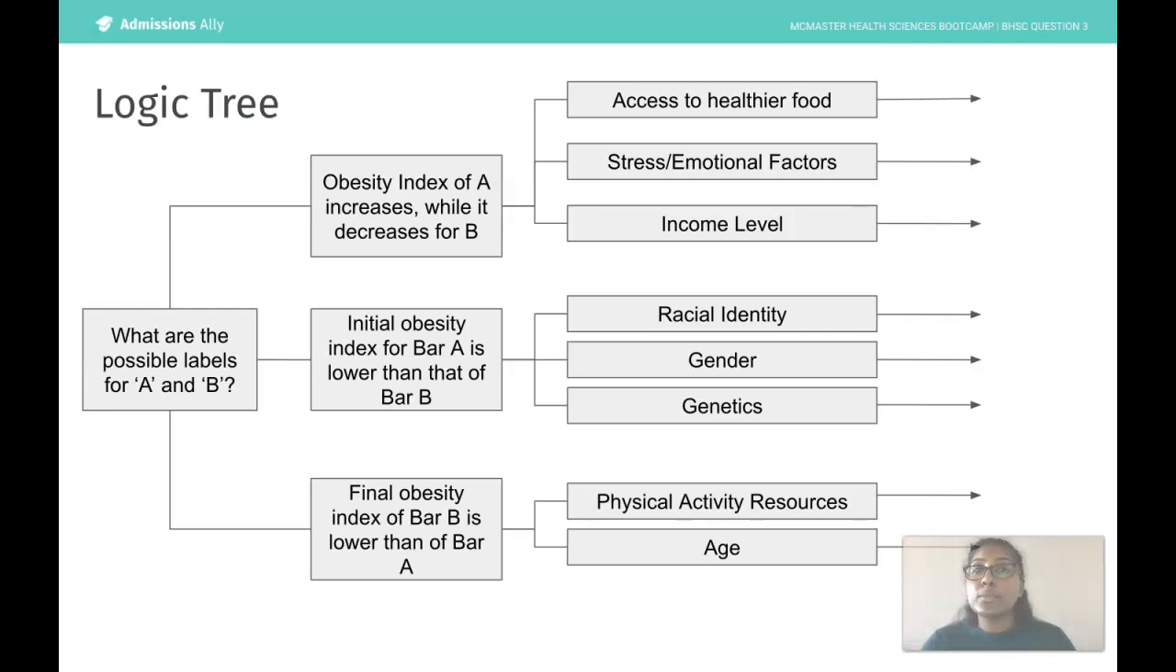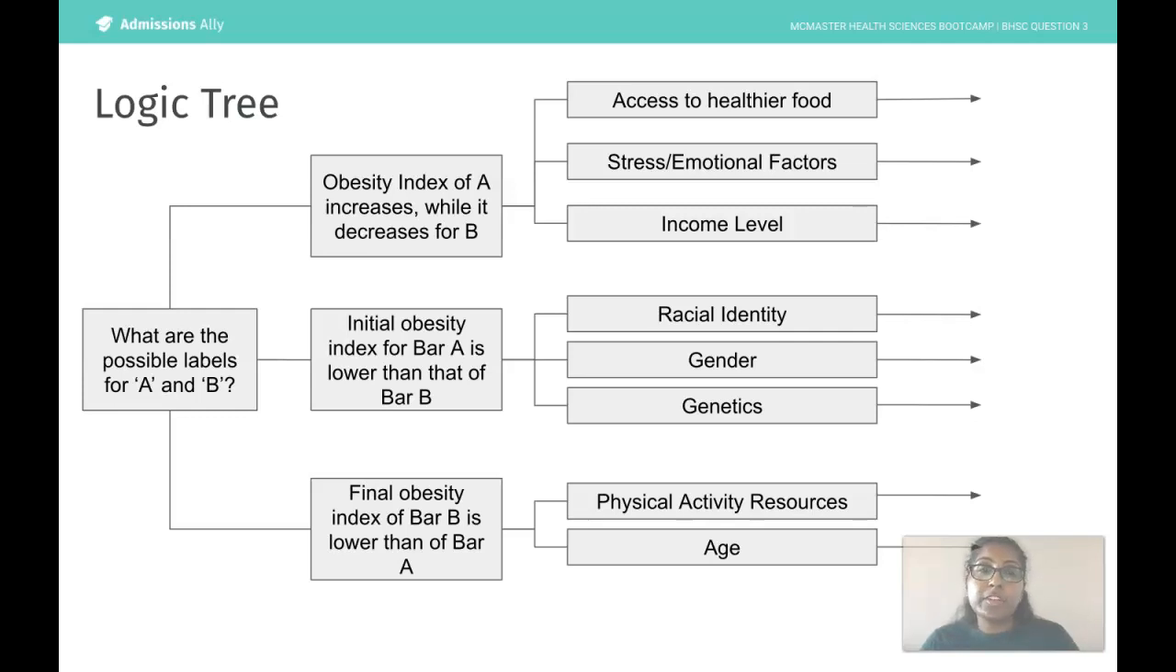Some key rules is we always apply the MECE rule, which is mutually exclusive, collectively exhaustive. So each branch is something different, but you have exhausted all your possibilities of what those different branches can be while you're building that out.